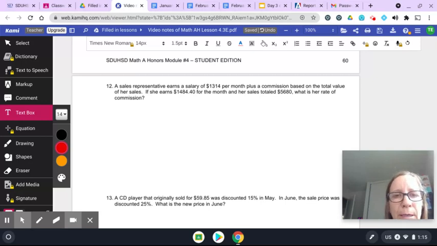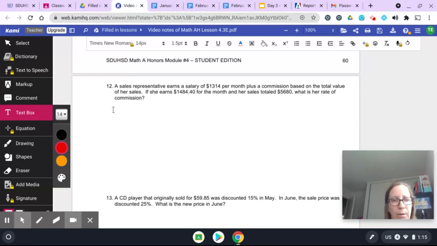A sales representative earns a salary of $1,314 per month, plus commission based on the total value of her sales. If she earns $1,484.40 for the month and her sales totaled $5,680, what is the rate of her commission?